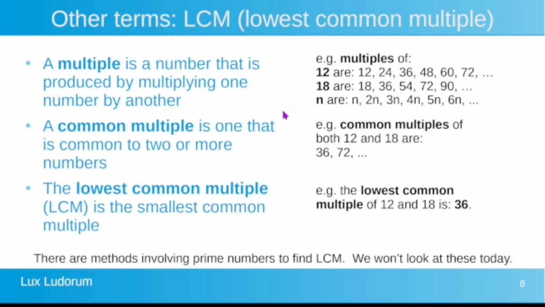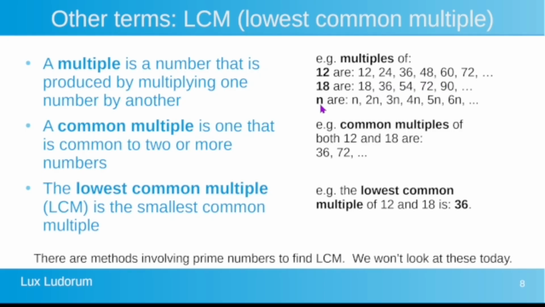Other terms that we use when dealing with fractions: LCM, lowest common multiple. A multiple is a number that is produced by multiplying one number by another. For example, multiples of 12 are 12, 24, 36, 48, 60, 72, and so on. Multiples of 18 are 18, 36, 54, 72, 90, and so on. And you'll see these are just the times tables. This is the 12 times table. This is the 18 times table.